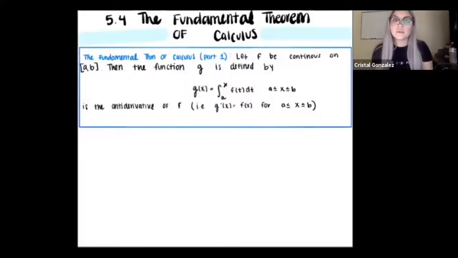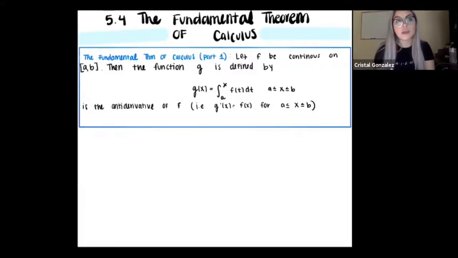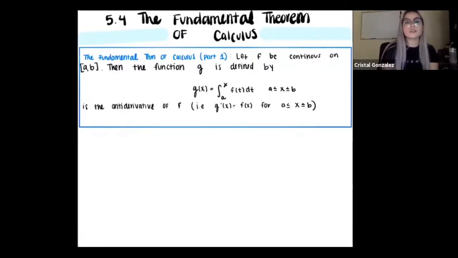Okay, hi everybody. So today we're going to do 5.4, which is the Fundamental Theorem of Calculus, which is as important as it sounds. The Fundamental Theorem of Calculus is something that you're going to be using from now till probably forever in this calc series. And there's actually two parts to it.